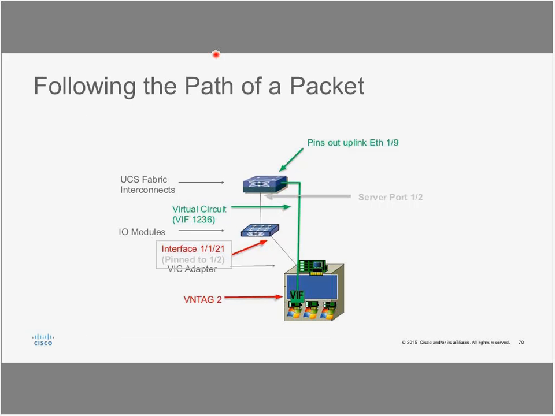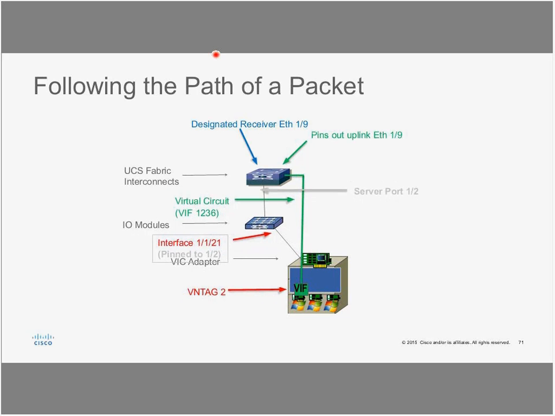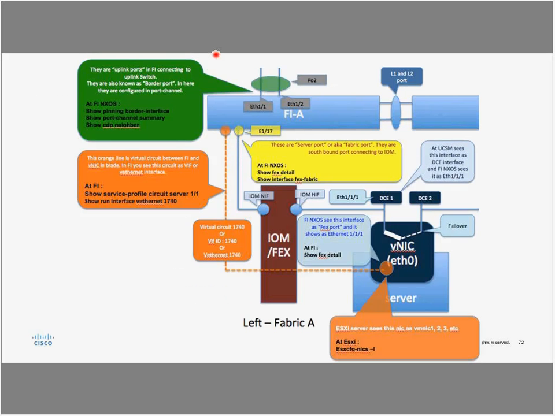All right, so now what do we know? We know again that we have virtual circuit 1236 that is pinned out of my FI port 1/9. My HIFs, my backplane traces, is Ethernet 1/1/21, and we know that it's using VN-TAG 2. Going forward, we also have the concept of the designated receiver, which says I'm going to receive my broadcast through the port. In a nutshell, this is what I've talked about here again and again.